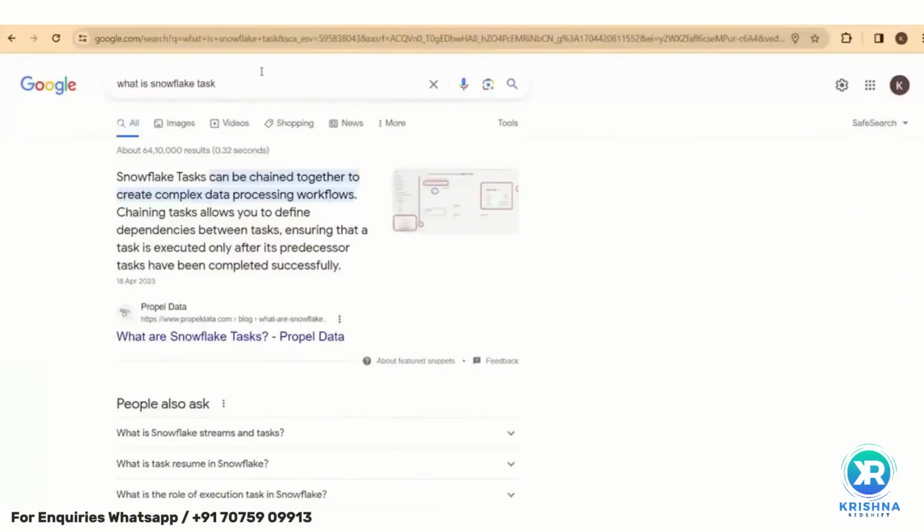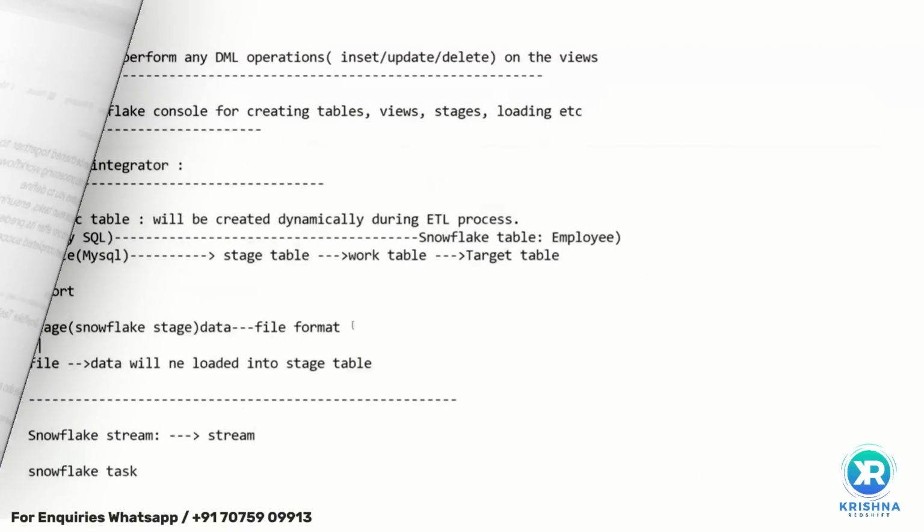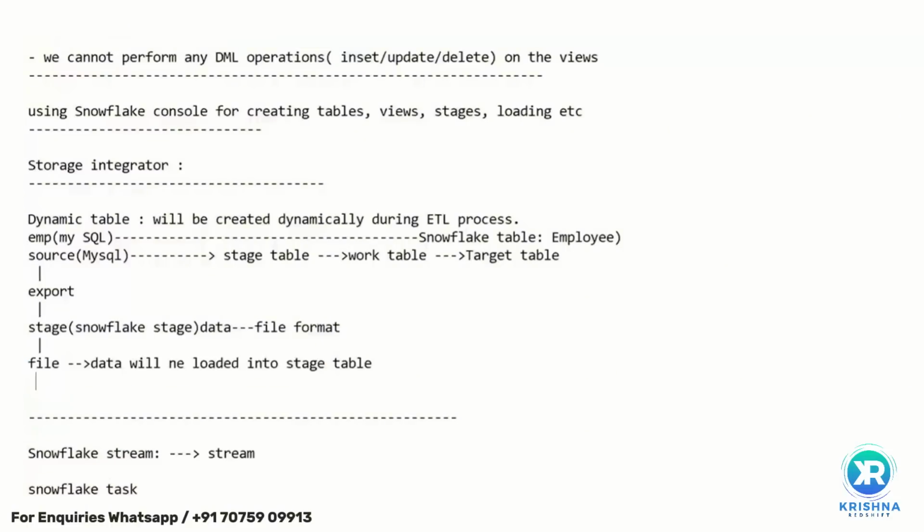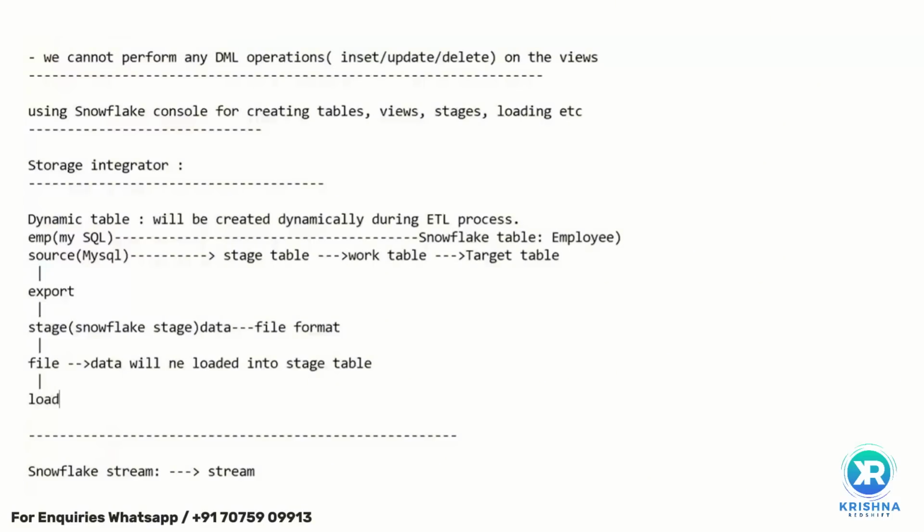Same thing. Task means, for example, let us take the same ETL steps to load data into a Snowflake table from MySQL. What are the different steps? One is to export the data from MySQL. Source is MySQL, then export the data from MySQL. When you export, the exported data will be in a stage in a file format. Then you load the file into a stage table. From stage, you load it into a work table.